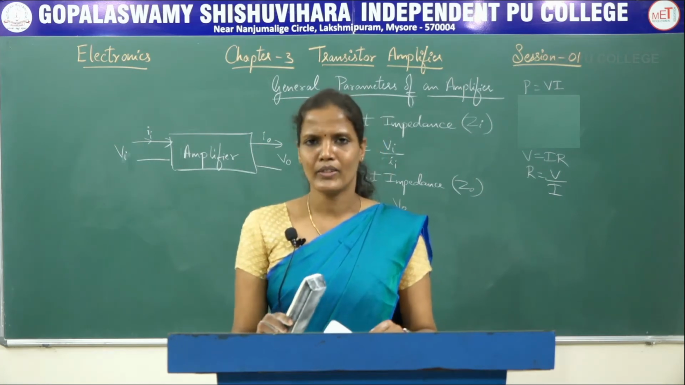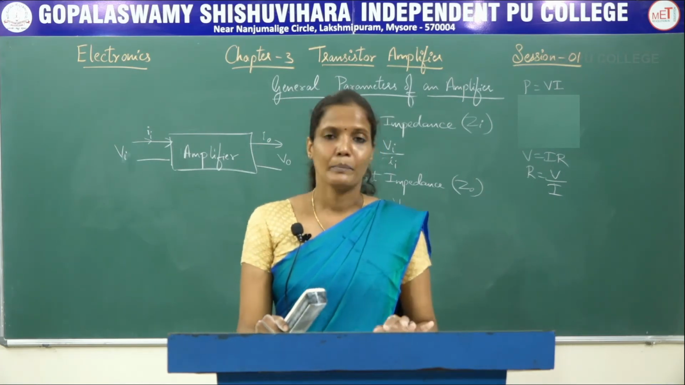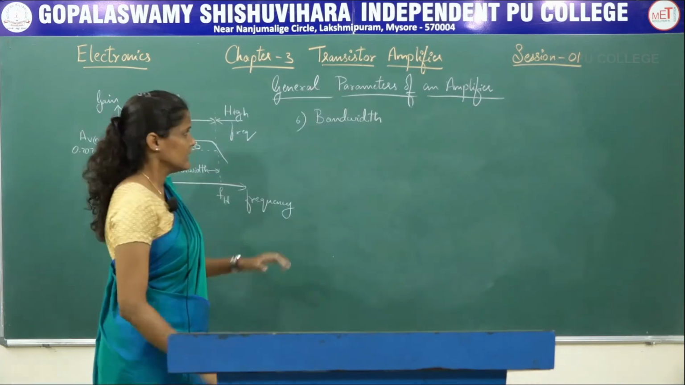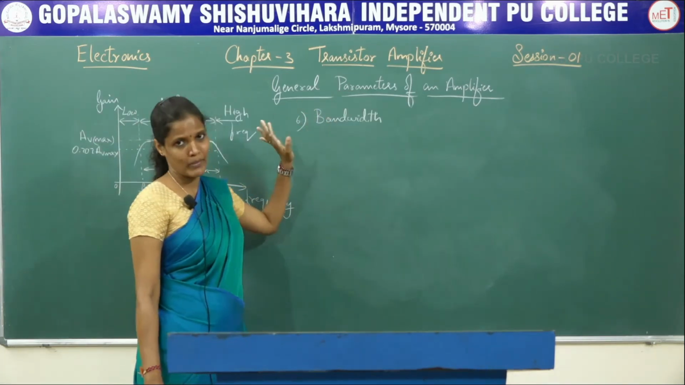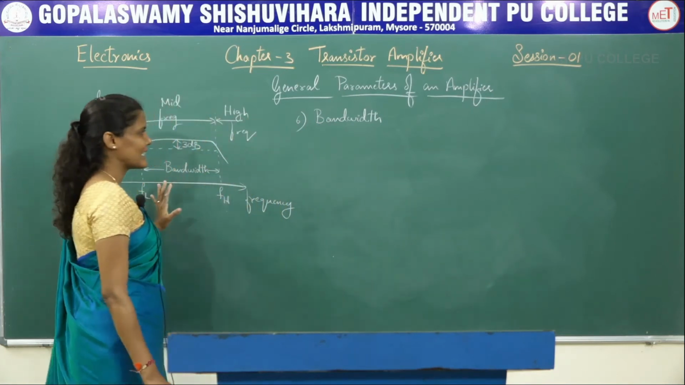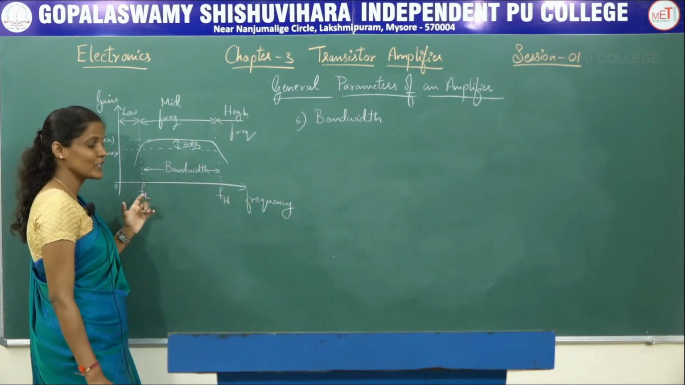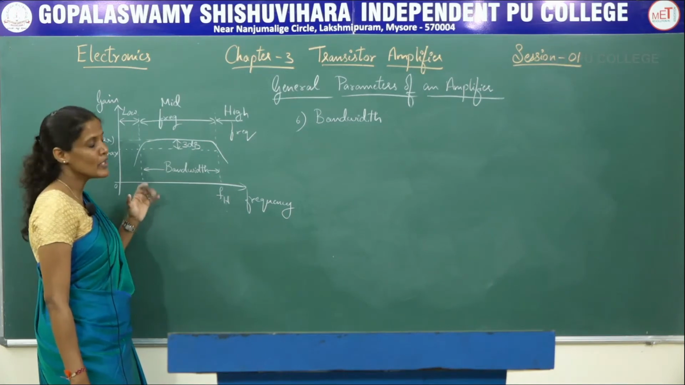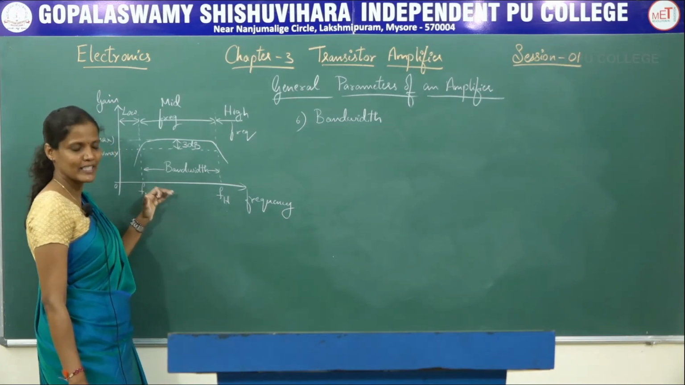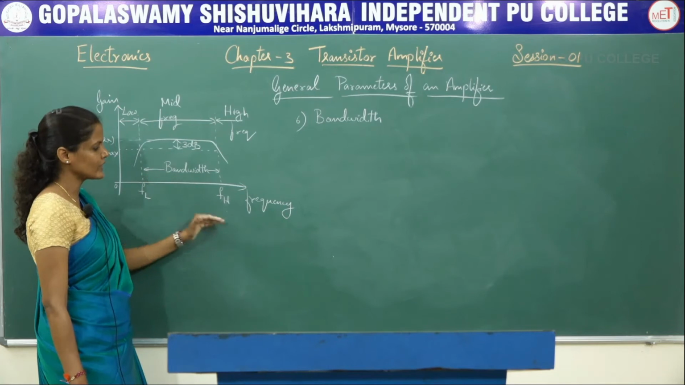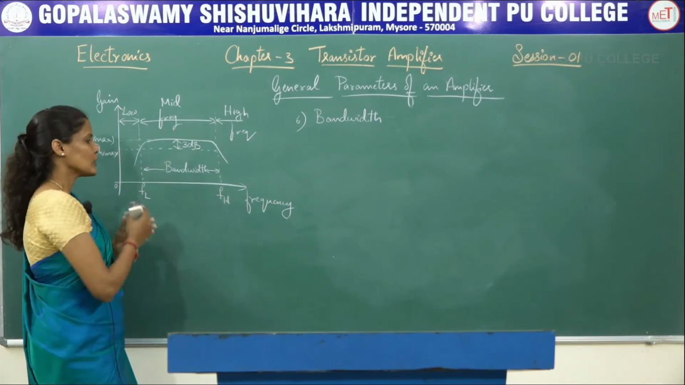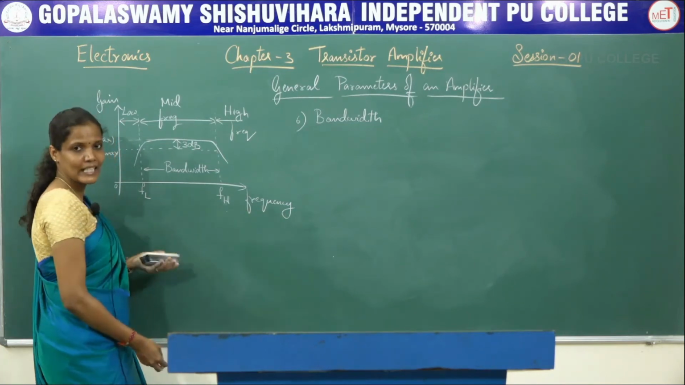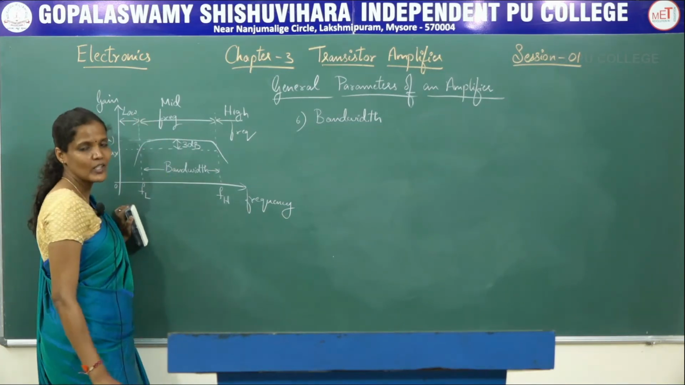There is another definition, which is called the bandwidth of an amplifier. The last parameter of our transistor amplifier is bandwidth. In order to understand that bandwidth, we have to consider this frequency response curve. Frequency response curve is nothing but a graph plotted between the frequency and the gain of an amplifier. So frequency will be taken on the x-axis and gain will be taken on the y-axis.